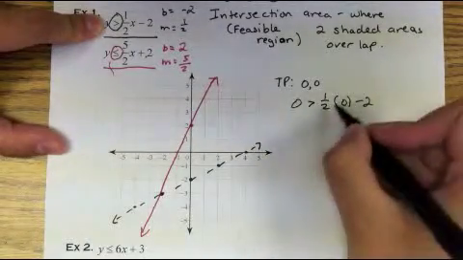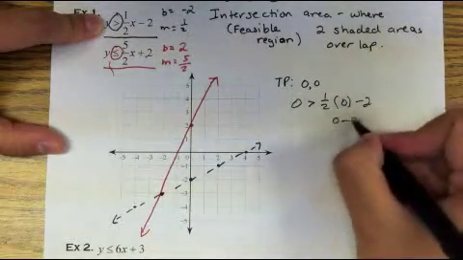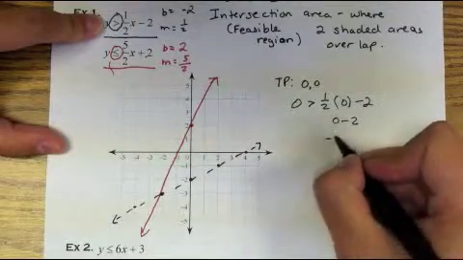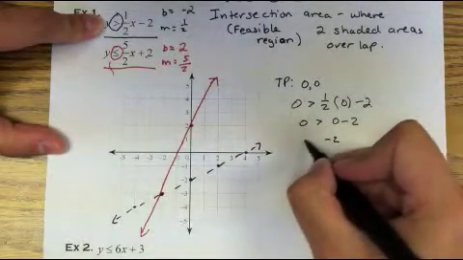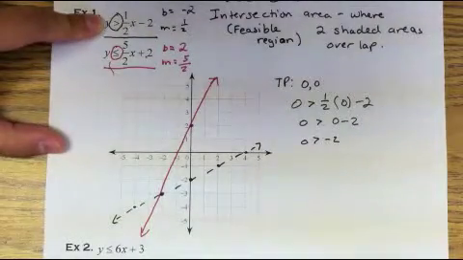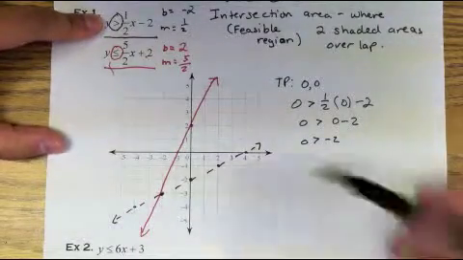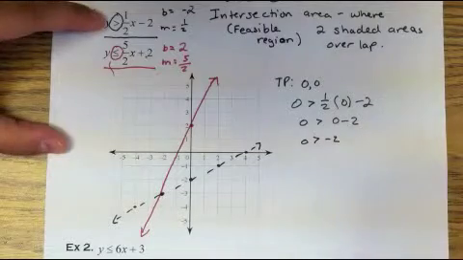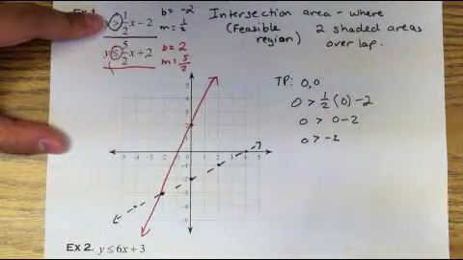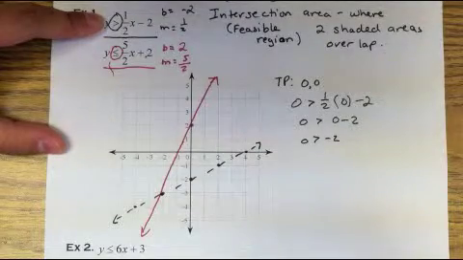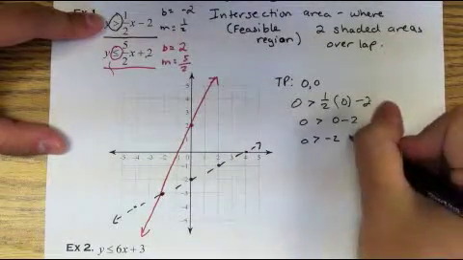Now we simplify. 1/2 times 0 is 0. 0 minus 2 is -2. So does this make sense? Is this a true statement or a false statement? 0 is greater than -2. Is 0 greater than -2? Think about a number line. Absolutely it is. So this is a true statement.